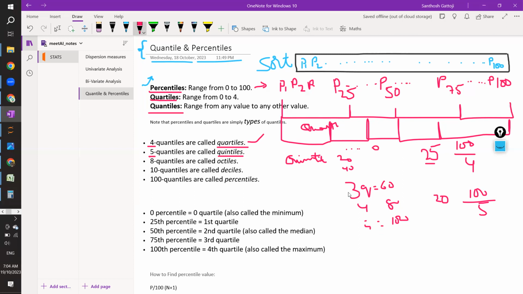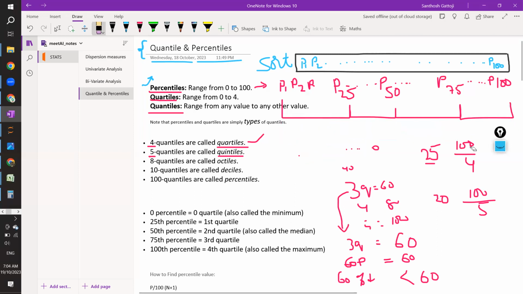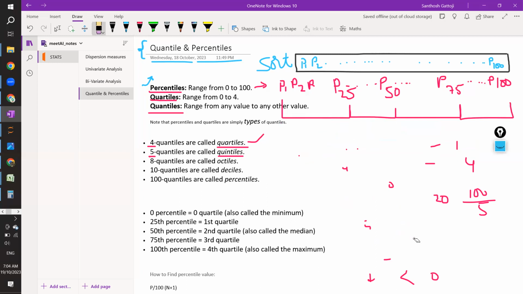Are you able to understand? Same concept: if I say third quintile equals 60, what does that mean, guys? Don't get confused. How many are you taking at a time? Quintile is 20. So third quintile means 3 into 20, 60. The 60th percentile equals 60. That means 60 percent of the data is less than 60. Okay, same thing.